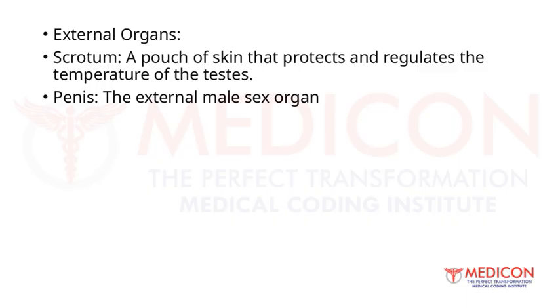It's not only important for reproduction, but also plays a vital role in the excretory system by allowing urine to be expelled from the body. Both of these organs are essential in the overall reproductive process, and understanding their functions helps us appreciate how the male reproductive system is designed for both protection and function. Remember, these external organs work together with internal structures to ensure fertility and reproductive health.